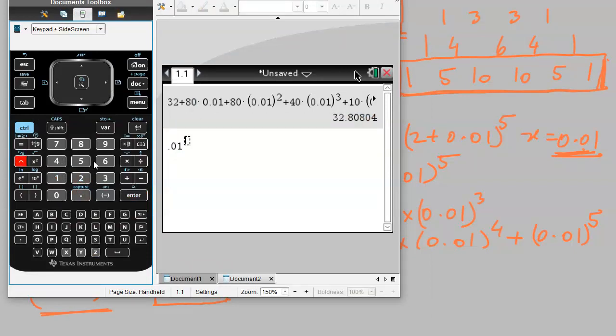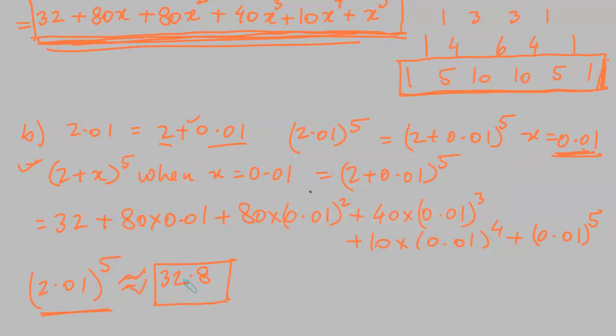2.01 raised to the power of 5. Sorry, missed the 2 part. 2.01 raised to the power of 5. It is 32.8. See, you are having exactly the same value. Okay. So that is the beauty of the binomial expansion.